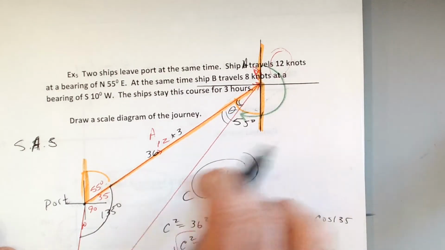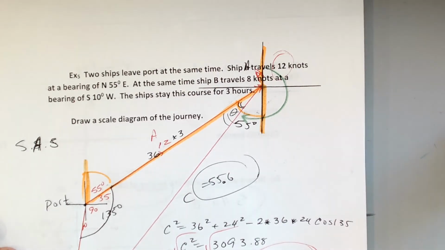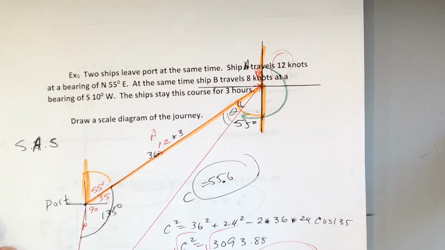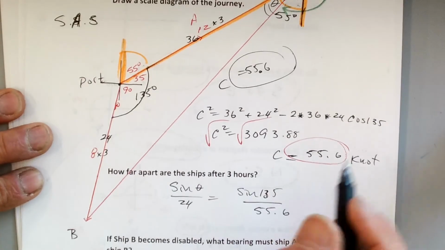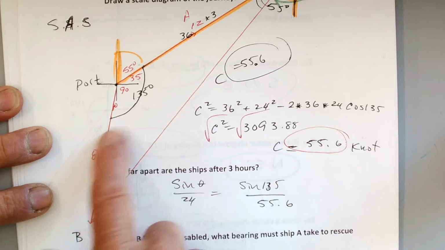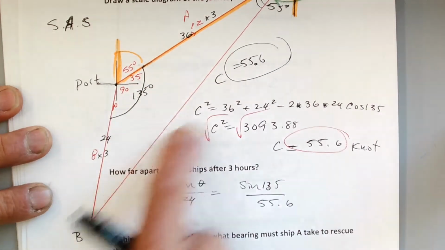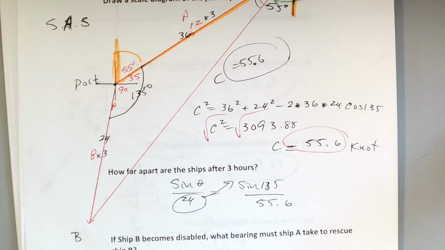I have opposites, so let's set up the law of sines to find theta. So we go sine of theta over 24 equals the sine of 135 over 55.6. Now it'll give me theta. Multiply up by 24, and I'll use my calculator.